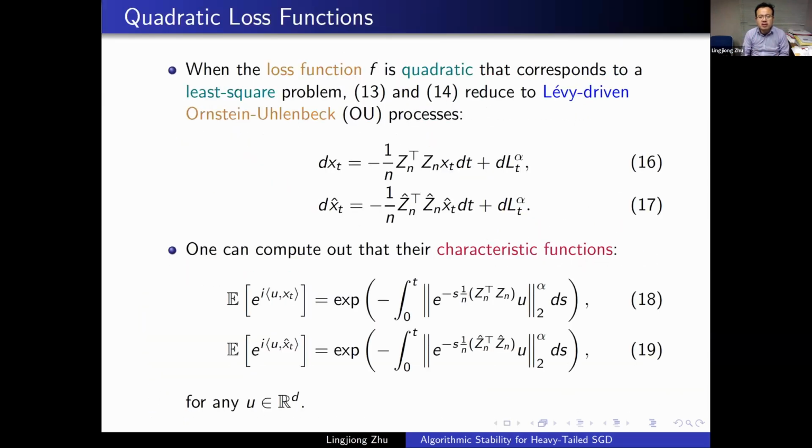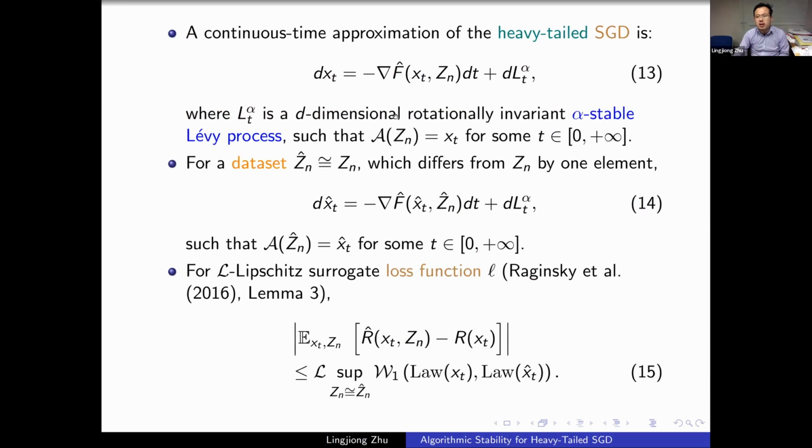Now, for the non-quadratic case, I want to mention that there are several difficulties. One difficulty is that we want to deal with non-convex loss functions. We don't want to look at convexity. We want to look at non-convex loss functions because I think the heavy-tailed SGD phenomenon is most interesting when you look at the non-convex landscape. And this is challenge number one, non-convexity.